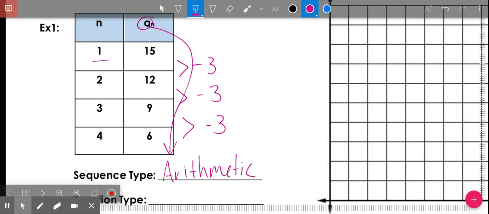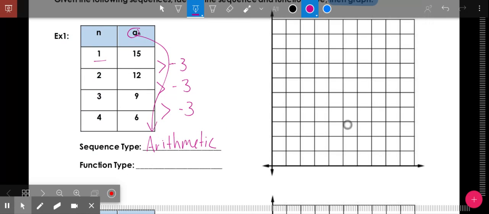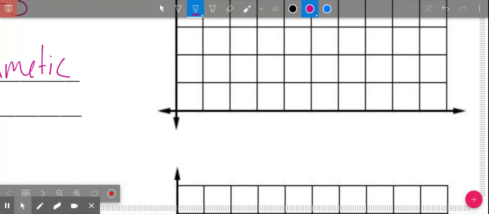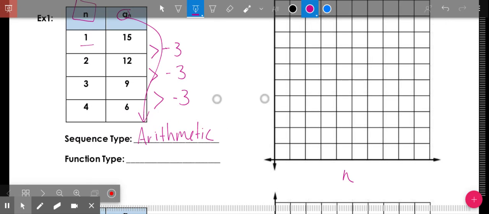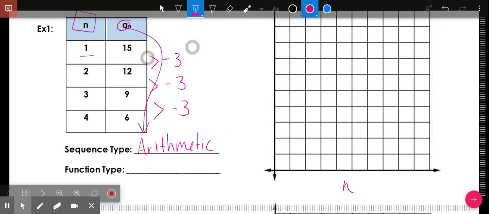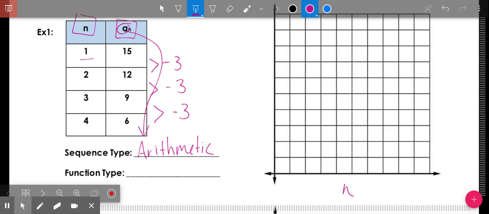So now we're going to set up our graph. This first column is always going to go on the x-axis. So we're going to label that our n. And that just says, what number is this in the sequence? Is this the fourth number? Is it the fifth number? And then our second column is always going to be on the y-axis, and that's our A sub n.